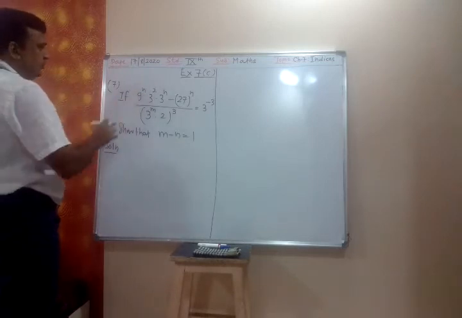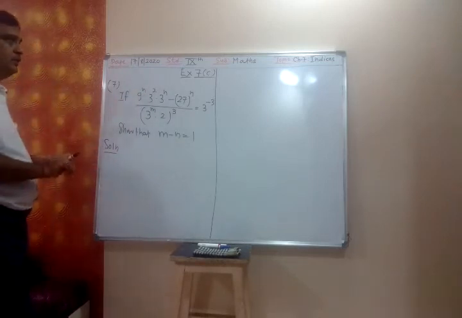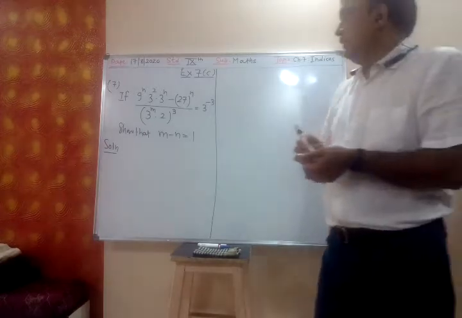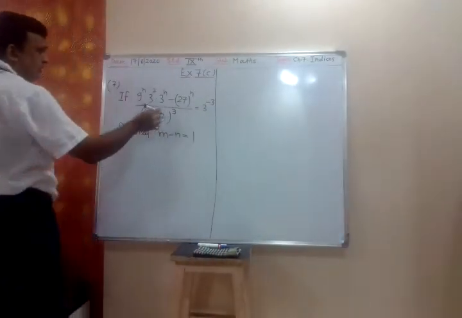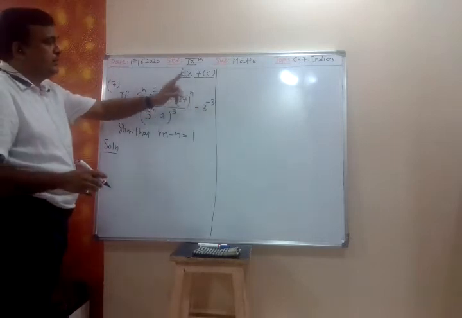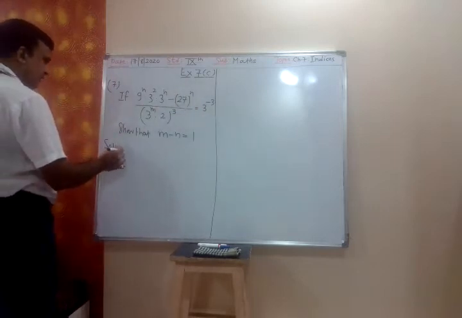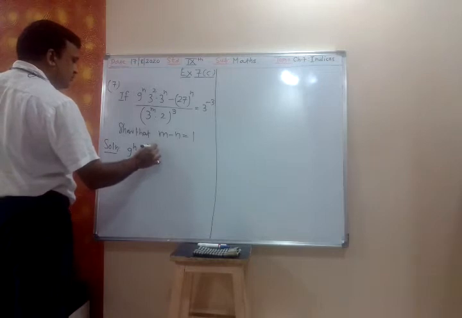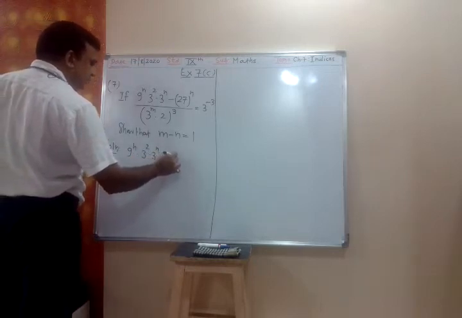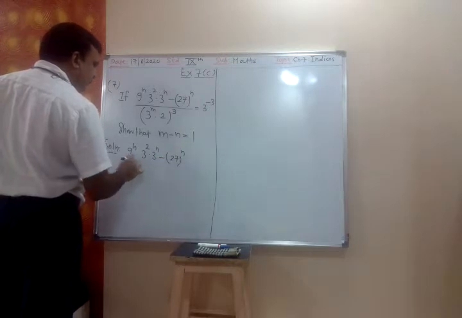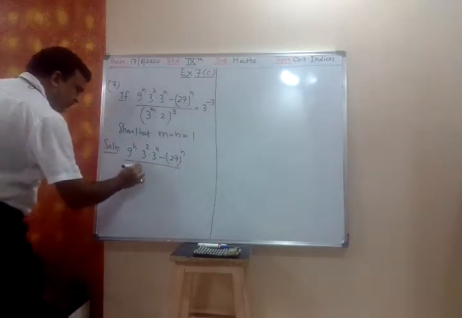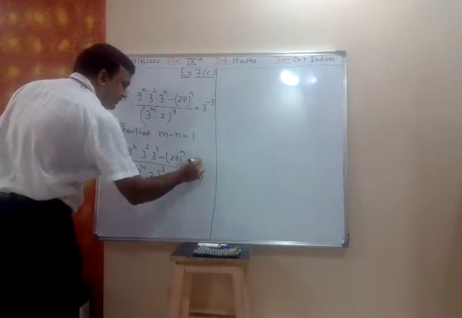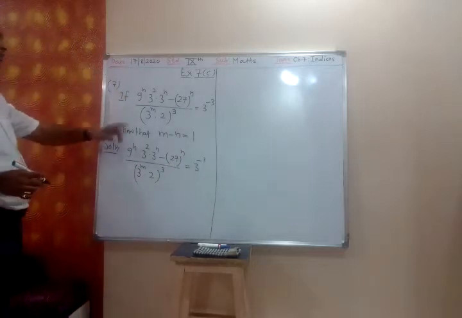If 9 raised to n into 3 raised to 2 into 3 raised to n minus 27 raised to n, divided by 3 raised to m into 2, whole raised to 3, is equal to 3 raised to minus 3. This is given. Show that m minus n is equal to 1.